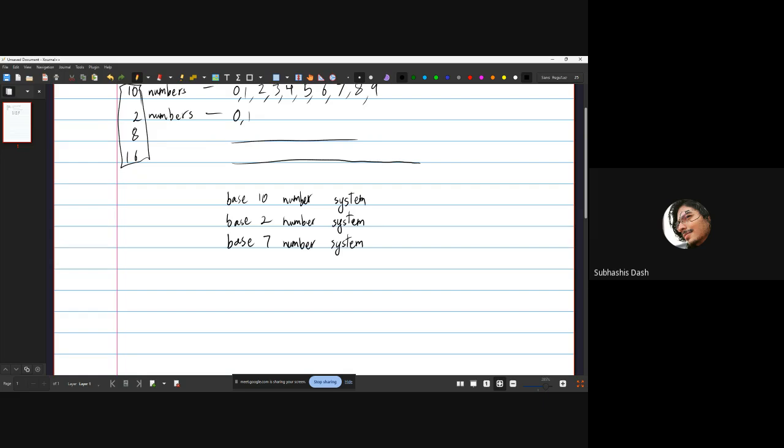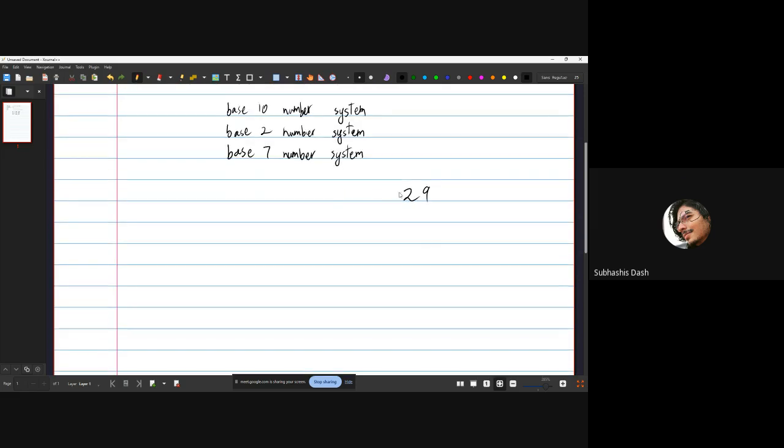These are all just different forms of expressing the same number. Let's say I have some number, let's say 29. We write 29 like this. What it actually represents is 2 into 10 to the power 1 plus 9 into 10 to the power 0. This is essentially what we refer to as place value. So this is the ones place, this is the tens place.